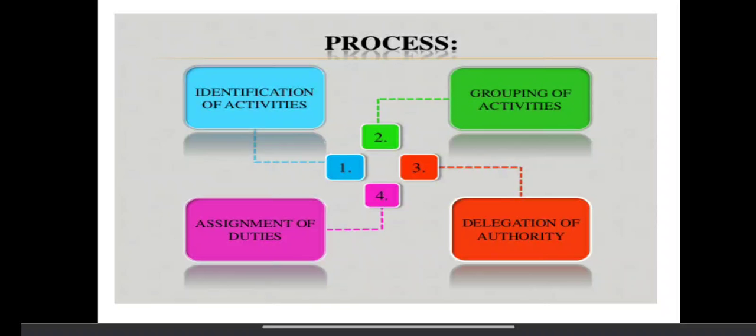So students, when you are learning about the process of organizing, you have to stress these 4 points because these 4 steps are very important for deciding what organization is. So organization definitely involves identification of activities, grouping of activities, delegation of authority, and assignment of duties. You have to remember each and every point in detail, and we are going to touch these points in detail with slides.